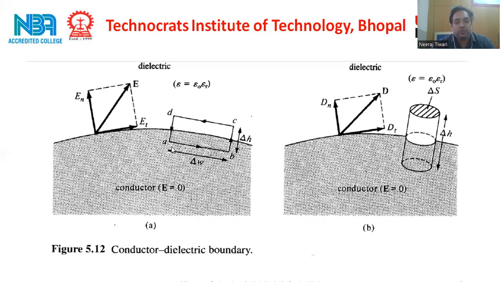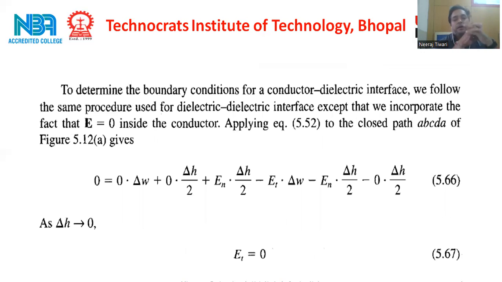So we have to apply Maxwell's first equation in this diagram. How will we apply Maxwell's first equation? Let's see the equation. In the same fashion, we write this equation as we have done in the first class. So here you can see 0. Why did 0 come here? Because the integral of E dot dl is equal to 0.